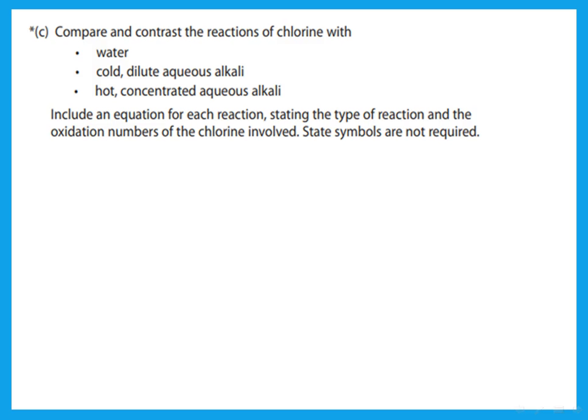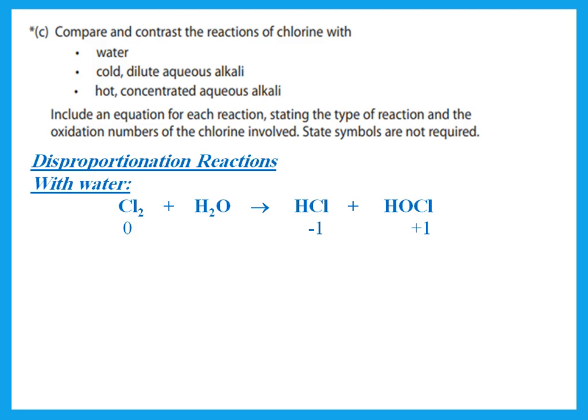Compare and contrast the reactions of chlorine with water, cold dilute aqueous alkali, hot concentrated aqueous alkali. Include an equation for each reaction, stating the type of reaction and the oxidation numbers of the chlorine involved. State symbols are not required. Remember, you are required to know these equations. These are all disproportionation reactions because, as you remember, the oxidation number of chlorine both increases and decreases. So the equation includes oxidation and reduction of chlorine.